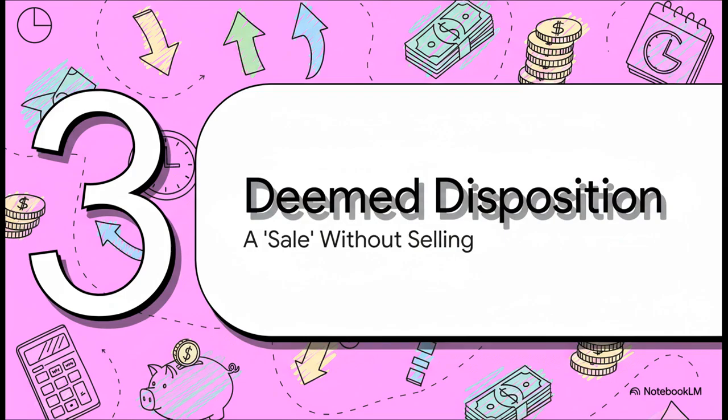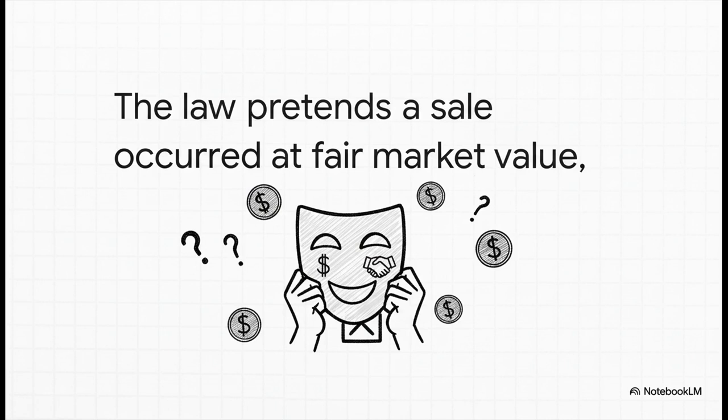What if I told you the government can say you disposed of a property, triggering a tax bill, even if you never actually sold it? This is where we get into this wild concept called a deemed disposition. And trust me, this one catches a lot of people by surprise. The law literally deems, or pretends, that a sale happened at fair market value. And that pretend sale can trigger a very real capital gain or loss.